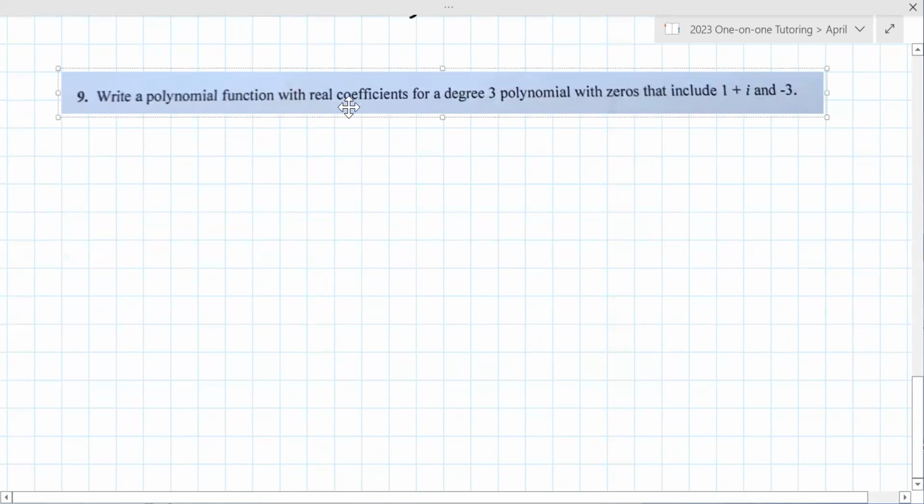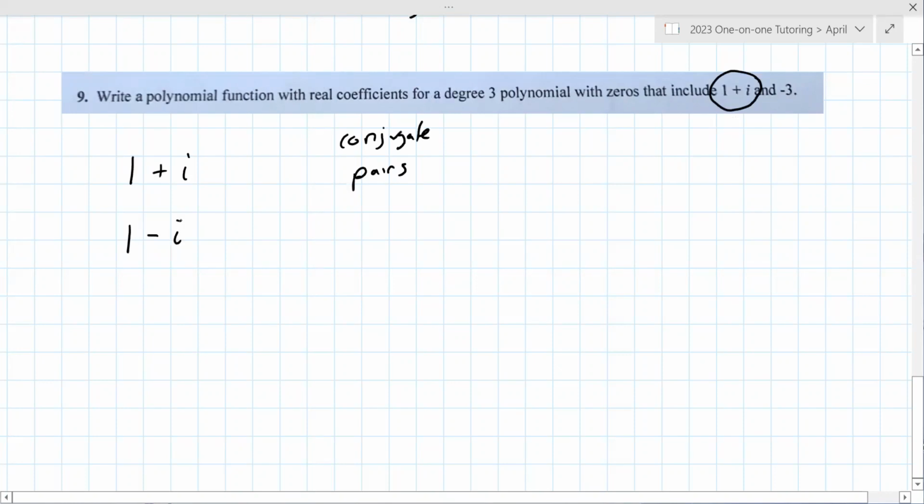Write a polynomial function with real coefficients for a degree 3 polynomial with zeros that include 1 plus i and -3. So this 1 plus i is a complex root, and complex roots always come in pairs. They're called conjugate pairs. Maybe you heard that in class. And they always change the operator in the middle. Like if it's 1 plus i, it becomes 1 minus i. If you get another one that's like 2 plus i, it'd be 2 minus i. The same is true for roots. Roots also come in pairs.